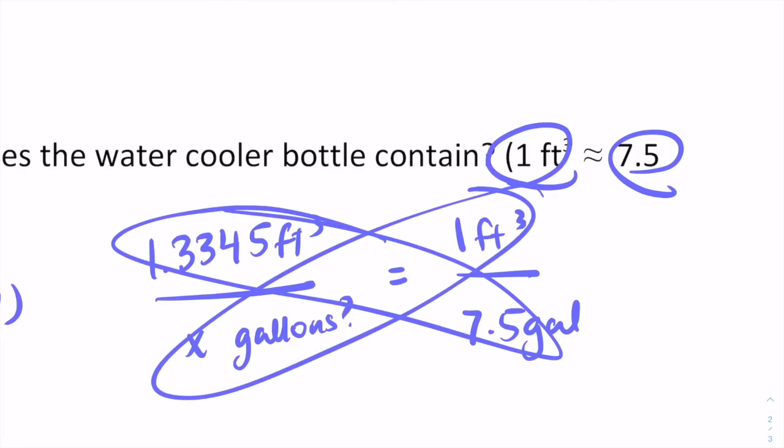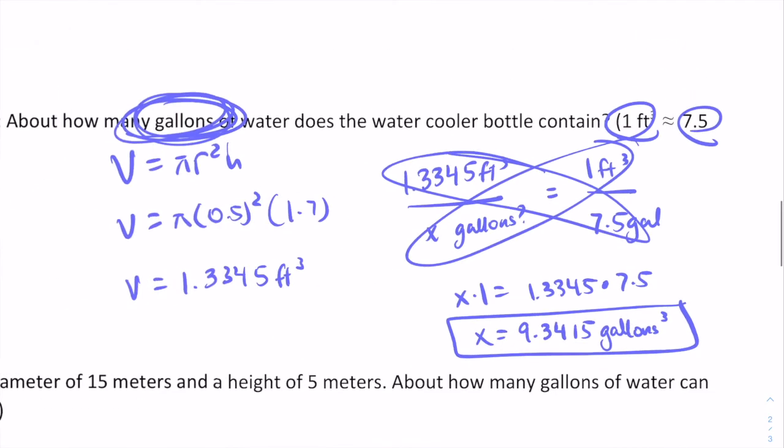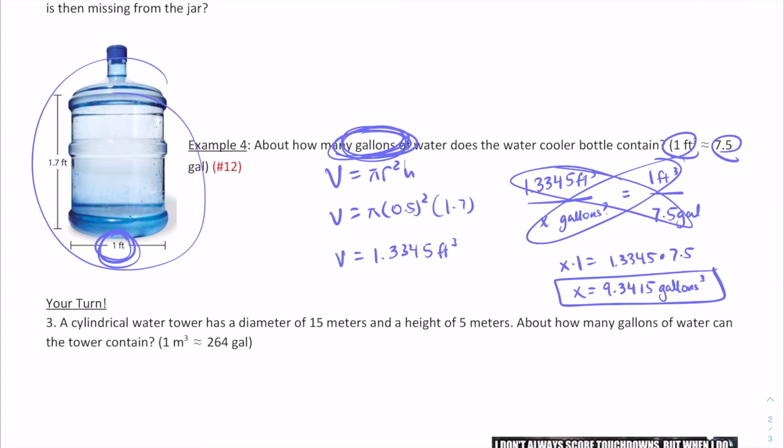You get X times 1 is equal to 1.3345 times 7.5. X is equal to 1.3345 times 7.5, and you get 9.3415 gallons cubed. Okay, so why don't you try number 3 on your own?